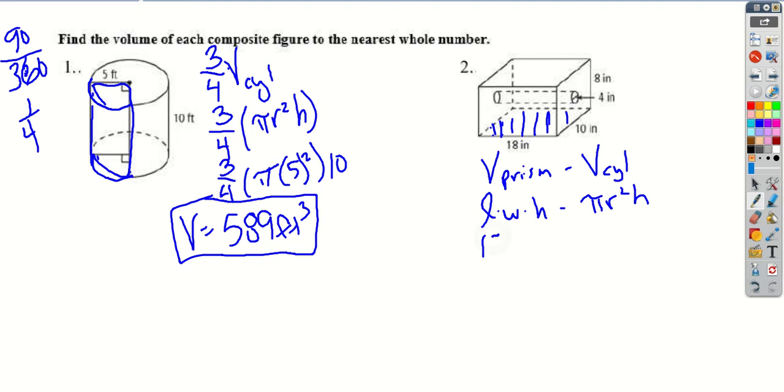So the length is 18. 18 times the width, which is 10, times the height, which is 8, minus pi times the radius, which 4 is actually our diameter, so the radius is 2 squared. And remember, the height of the cylinder is the distance that it travels to go from one circle to the next, which is 18. So we're going to go in terms of pi first, see what that looks like, and then we'll go nearest whole number.